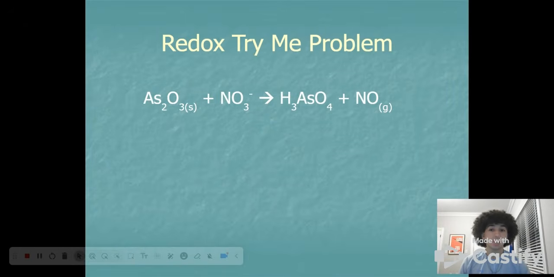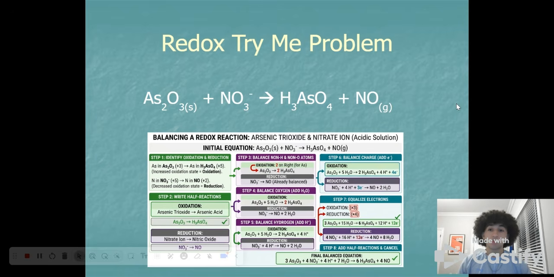Alright, and I hope you all have the answer. Now here we go. So step 1, you want to identify oxidation and reduction here as well. Arsenic in arsenic trioxide goes from +3 to +5 in arsenic acid. That's an increase, so arsenic is oxidized. Nitrogen in nitrate ion goes from +5 to +2 in nitric oxide. That's a decrease, so nitrogen is reduced.